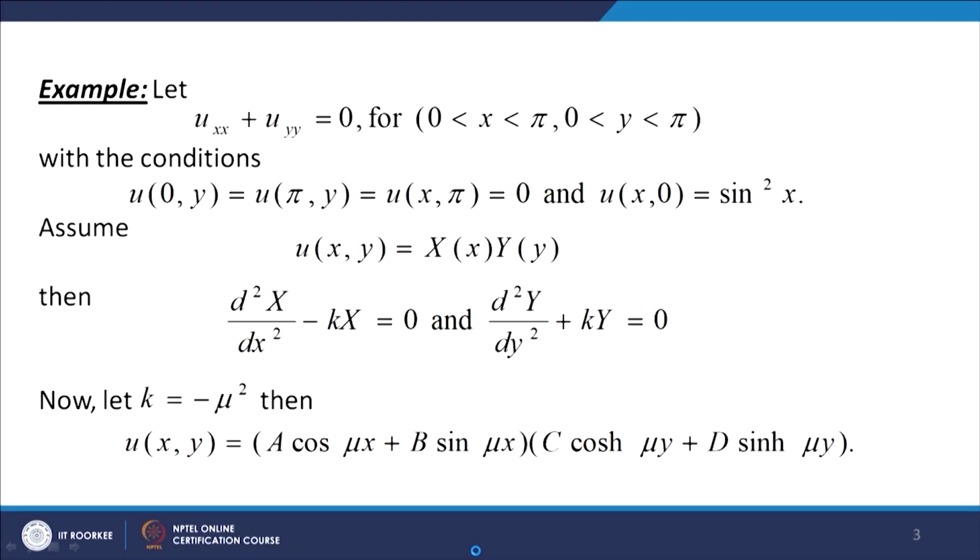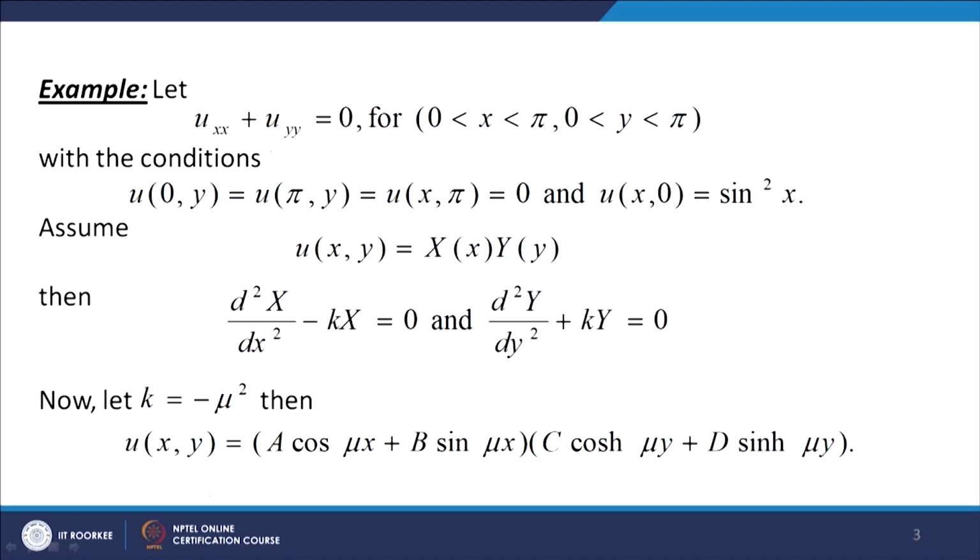Let us consider the Laplace equation in two dimensions. u_xx plus u_yy equal to 0, where 0 is less than x less than pi, 0 is less than y less than pi, and the boundary conditions are: when x is 0, for all y, u(0,y) equal to 0; when x is equal to pi, for all y, u(pi,y) is equal to 0; then u(x,pi) equal to 0 and u(x,0) equal to sin square x.